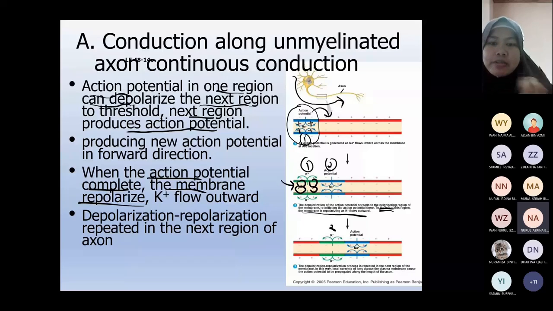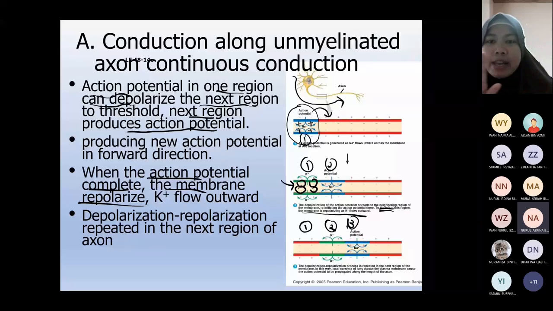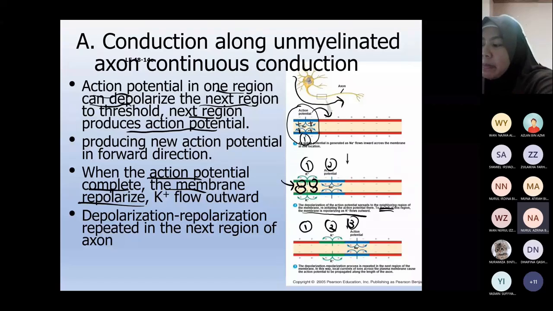The first region is now resting, right? The third region is depolarizing, and the second region is repolarizing. Can you see? So it happens like depolarization, spread, depolarization, then the previous region will be repolarized. Depolarize, repolarize, depolarize, repolarize. That is why the impulse is moving in one direction only. So the depolarization and repolarization process is repeated in the next region of the membrane.